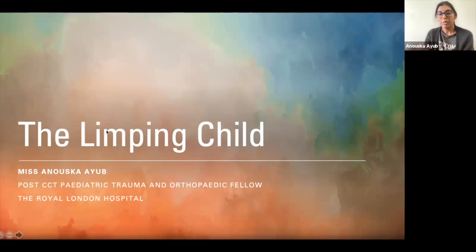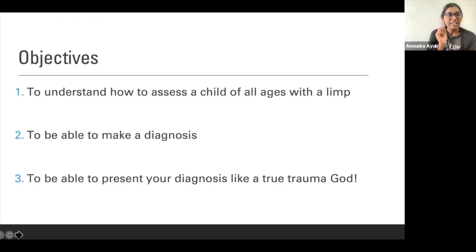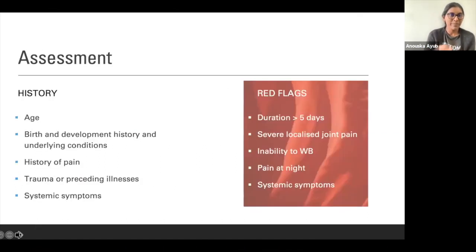Okay, so what we're going to talk about now is the limping child. This is a massive topic, actually, so we need to strip it right down to the most pertinent learning objectives: to understand how to assess a child of any age with a limp, to be able to make a diagnosis for that child, and to be able to present your diagnosis like the absolute trauma god that you are, because really that's what we're going for here, to make you better at your job. So the first thing is assessment.